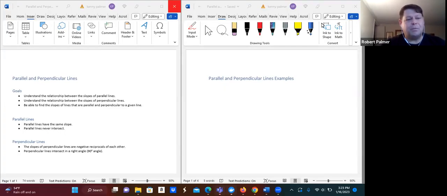Hello. Today we're talking about parallel and perpendicular lines. So what we're going to do is understand the relationship between the slopes of two lines that are parallel to each other, and the same relationship between the slopes of perpendicular lines. We'll also be able to find, given a line, the slopes of lines that are parallel and perpendicular to that line. So first, let's talk about parallel lines.